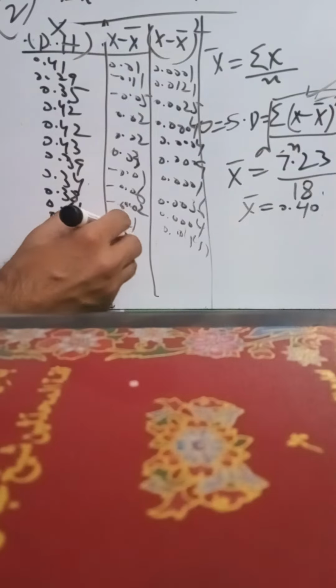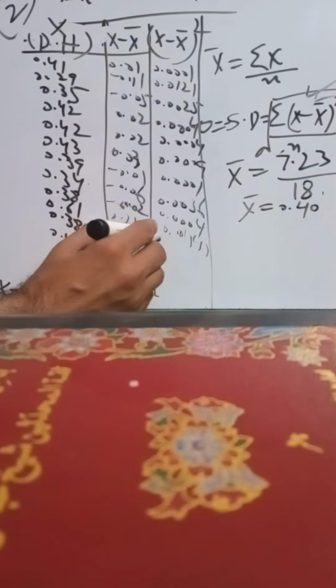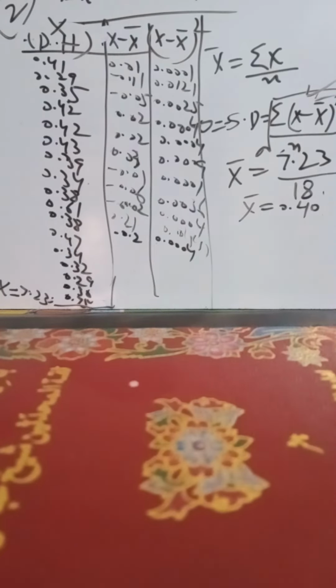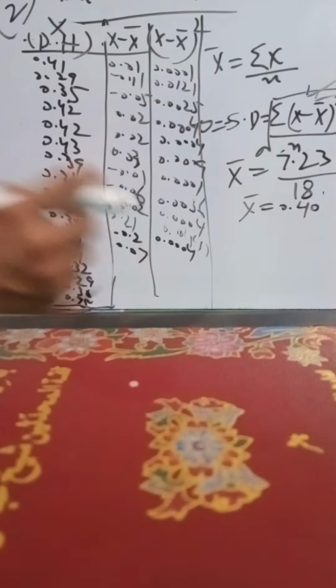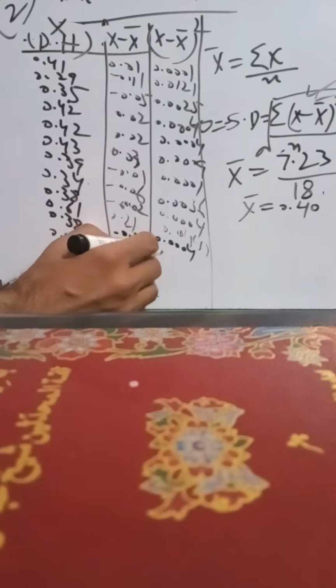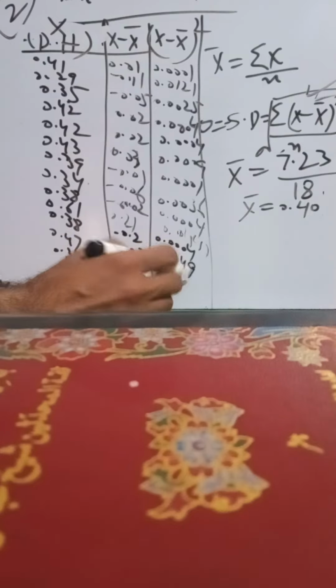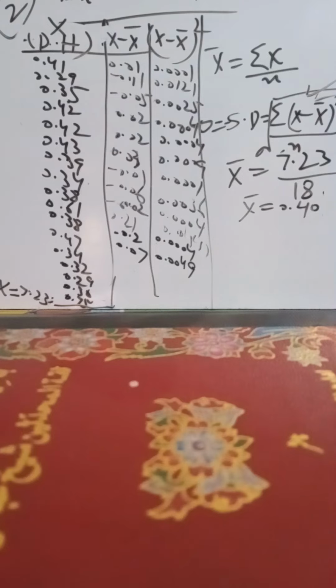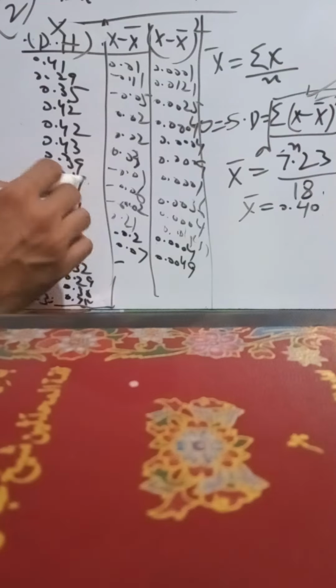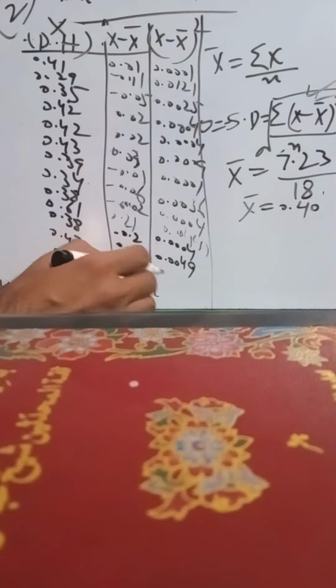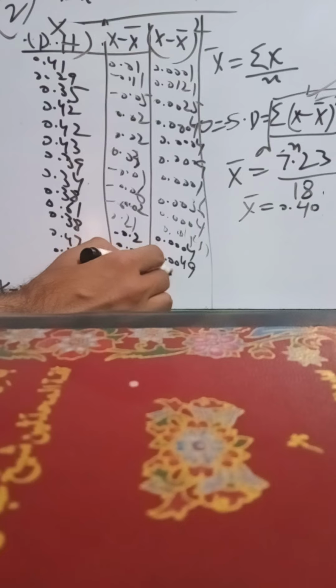0.38 minus 0.4 is minus 0.02. The square is again the same, 0.0004. Then 0.47 minus 0.4, 0.07, and its square is 0.0049. Then 0.34 minus 0.4, again minus 0.06. This has already been repeated 3 or 4 values ago, so its answer is the same, 0.0036.